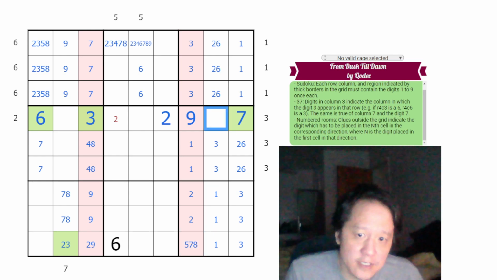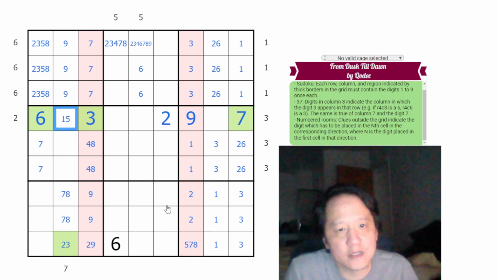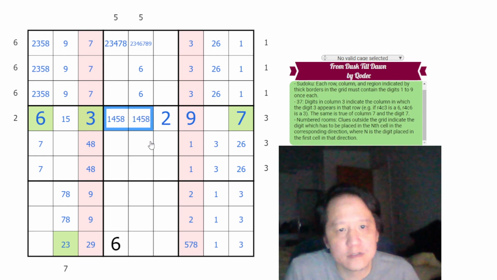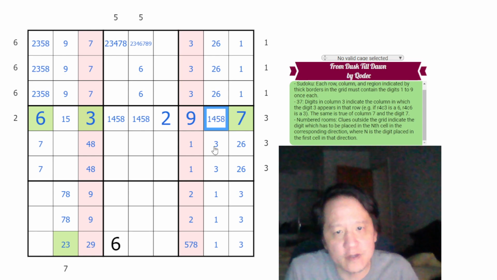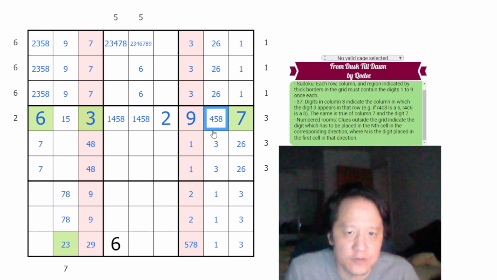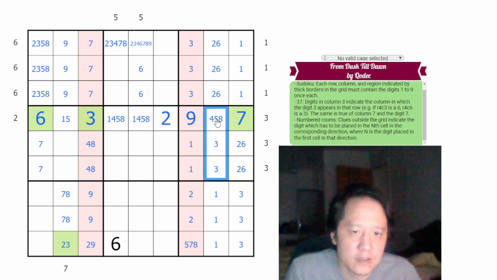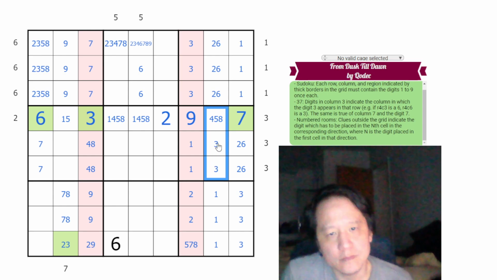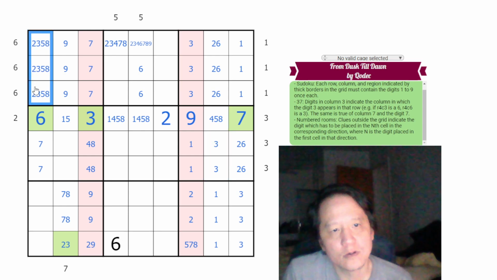Does this tell us anything? I'm not really sure. So this is again 1, 5. It can't be 6 or 8 or 4. This becomes 1, 4, 5, 8. This is 1, 4, 5, 8. Can't be 1, obviously. So this is 4, 5, 8. The 8 does have to be here. The 8 is here.